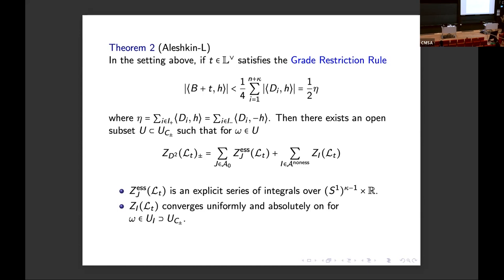So basically, Z_i is the contribution from the fixed points which are on both sides of the wall. For fixed i, if it is in a non-essential cone, it converges absolutely and uniformly in U_i, which contains both U_C plus and U_C minus. And then the essential cone can be written as some explicit series of integrals over circle times R^(kappa minus one). So this actually shows that if T is in this window determined by B, then these partition functions are related by analytic continuation.